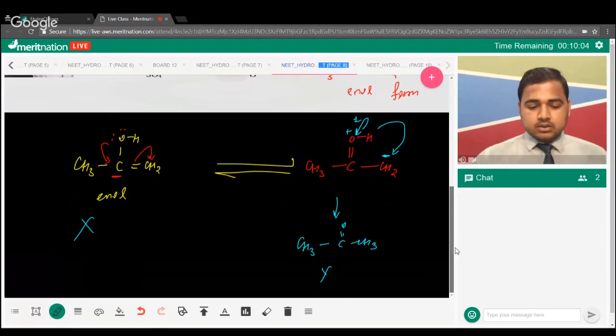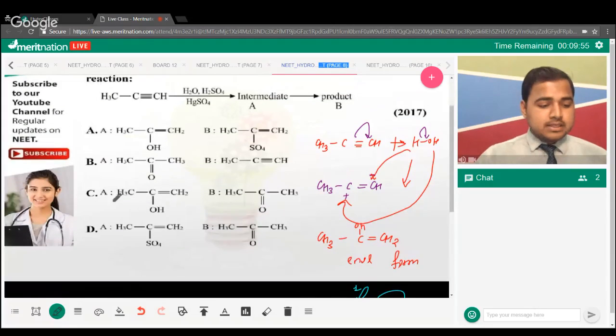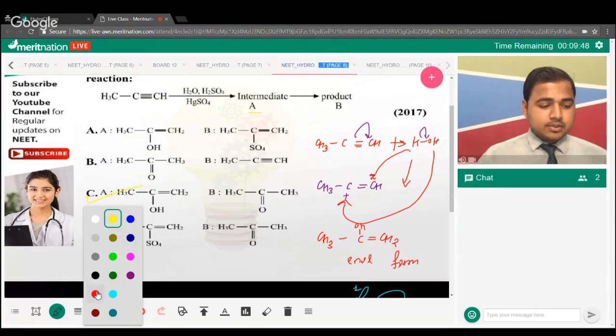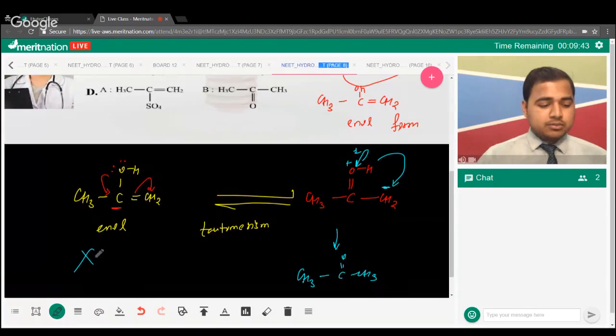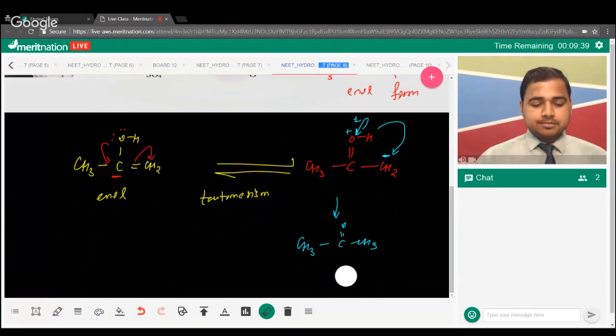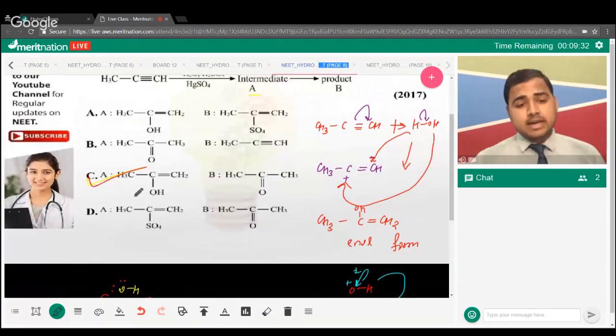Okay, so X and Y, we have done it, and this process is tautomerism, and your final answer is the option where this is X, the enol, and this is Y. Or you can say that this is A and B. You can name it like this. So we have done this. Option C is the correct answer.